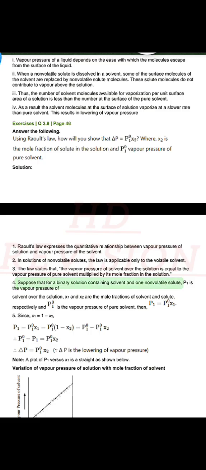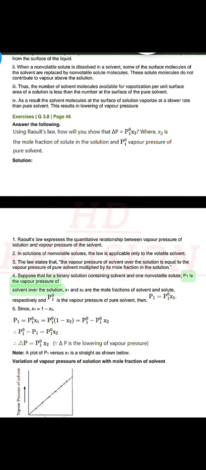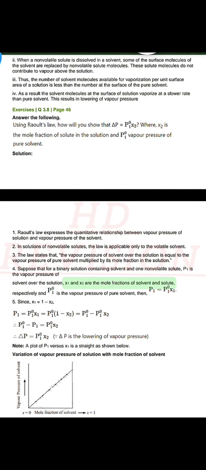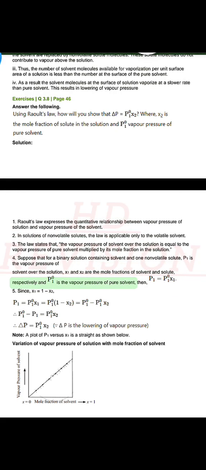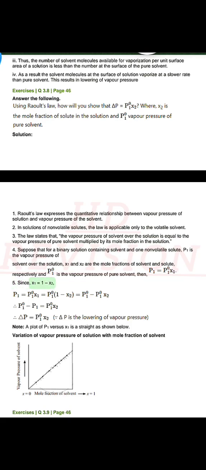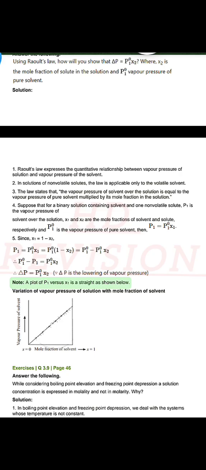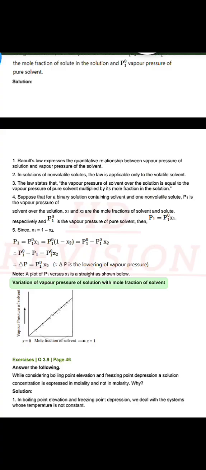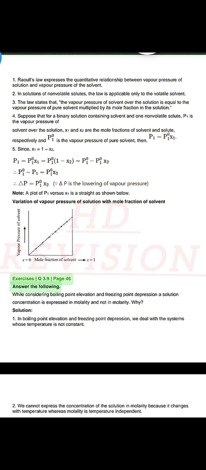Suppose that for a binary solution containing solvent and one non-volatile solute, P1 is the vapor pressure of solvent over the solution, x1 and x2 are the mole fractions of solvent and solute, respectively, and P1° is the vapor pressure of pure solvent, then P1 = x1 P1°. Since x1 = 1 − x2, P1 = (1 − x2) P1°. Note: a plot of P1 versus x1 is a straight line as shown below. Variation of vapor pressure of solution with mole fraction of solvent.